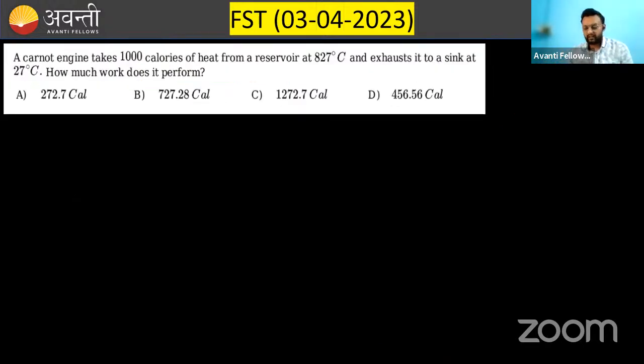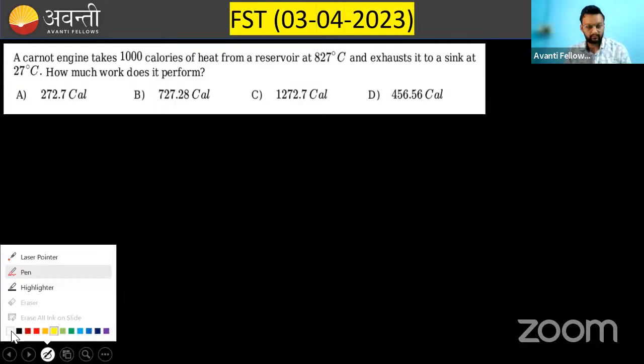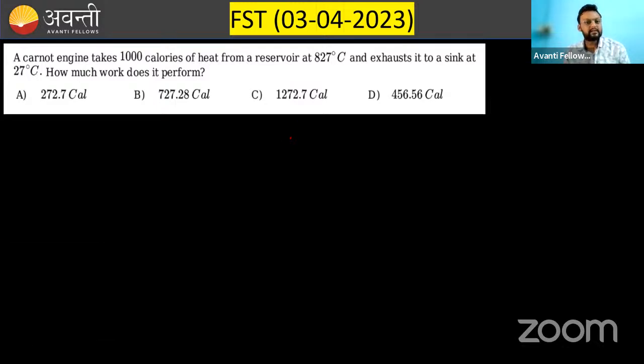Okay, so this is again a simple question from Carnot engine. This is a question from thermodynamics, and we have studied thermodynamics. So try to be responsive in this question. Question says there is a Carnot engine which takes 1,000 calories of heat from a reservoir at 827 degrees Celsius.